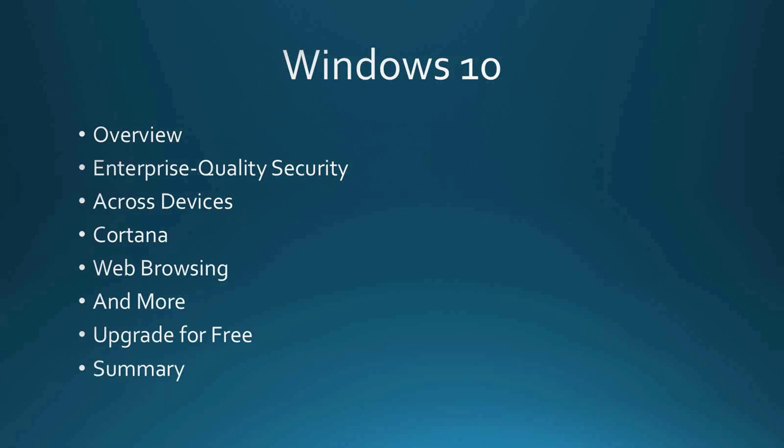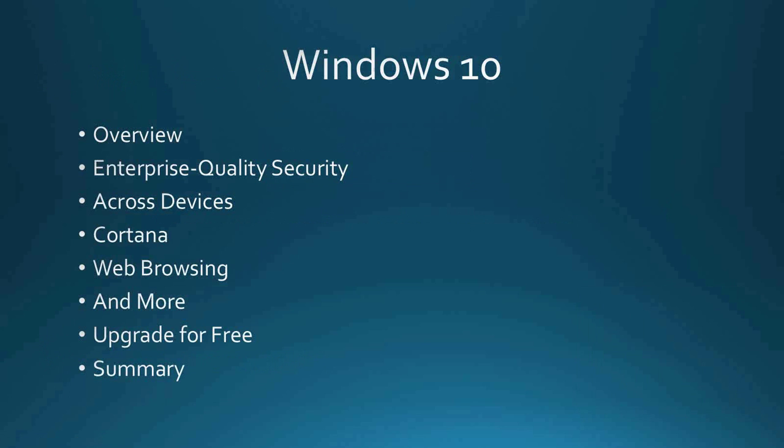One of the key features about Windows 10 is the enterprise quality security. So it's very robust. A number of things have been added to enhance the security of the operating system. One of the more interesting features is that it functions quite well across different devices, all the way from a mobile phone up to a workstation and a large tablet that mounts on the wall.